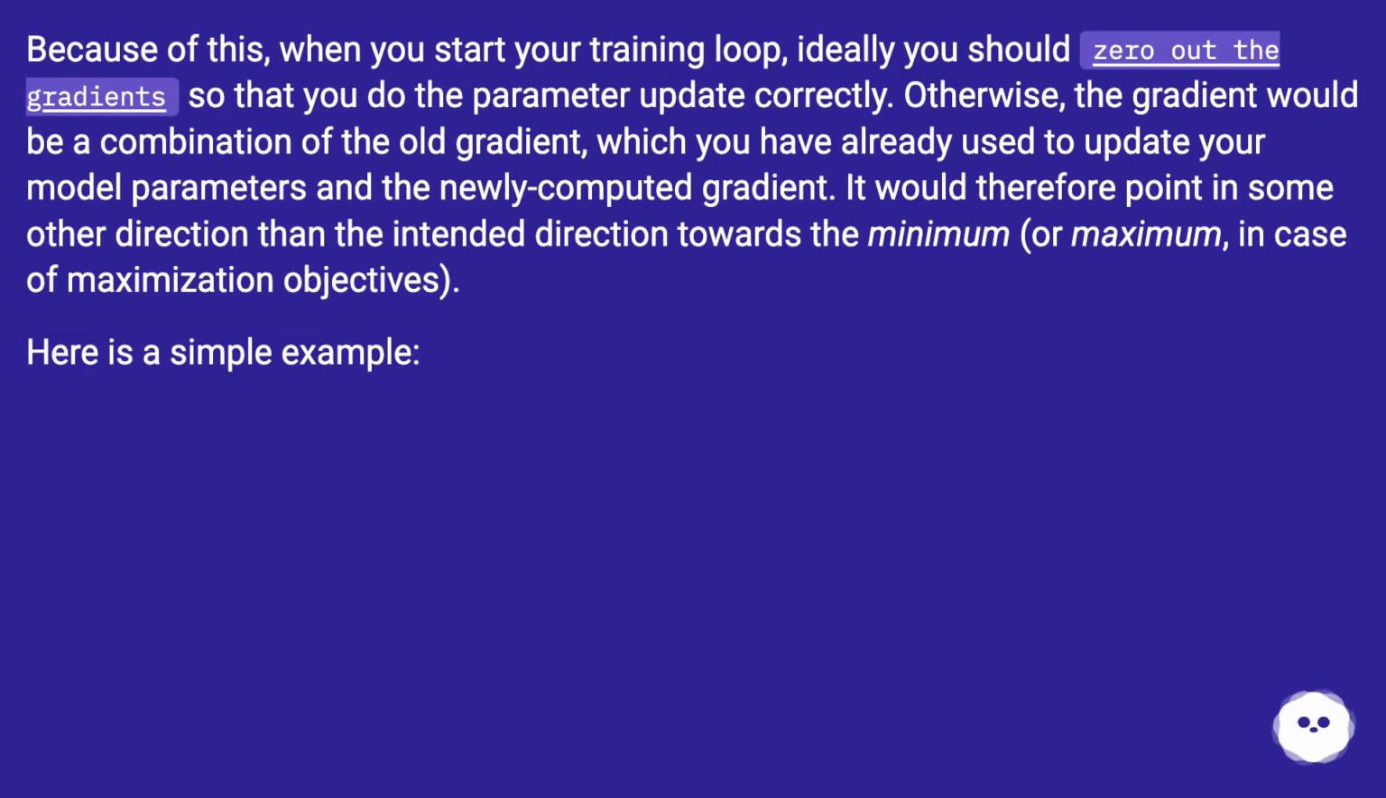Because of this, when you start your training loop, ideally you should zero out the gradients so that you do the parameter update correctly. Otherwise, the gradient would be a combination of the old gradient, which you have already used to update your model parameters, and the newly computed gradient. It would therefore point in some other direction than the intended direction towards the minimum, or maximum in case of maximization objectives. Here is a simple example.